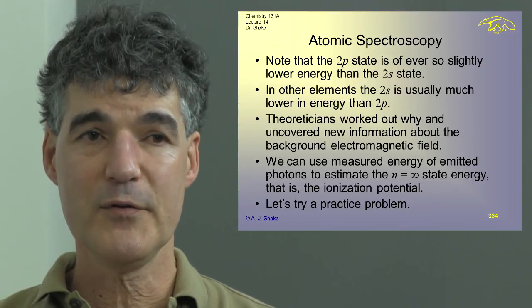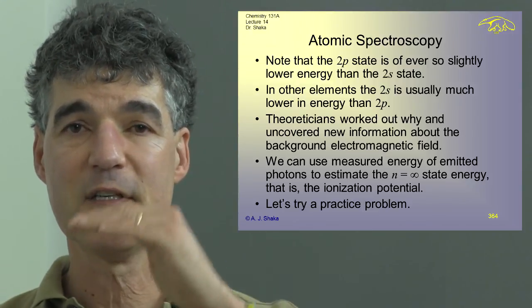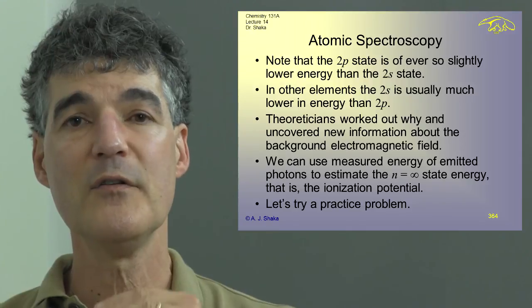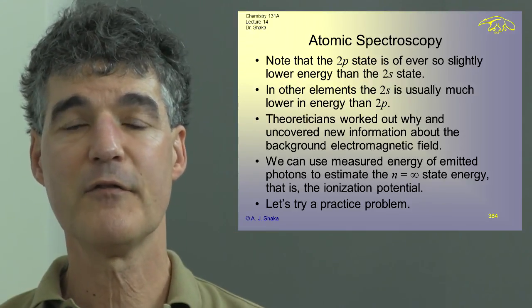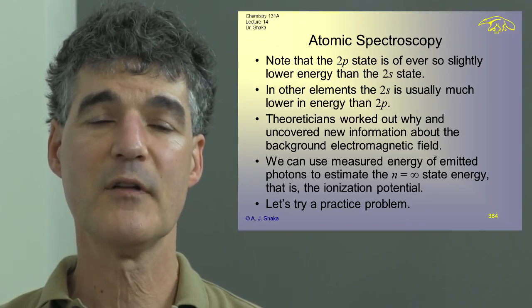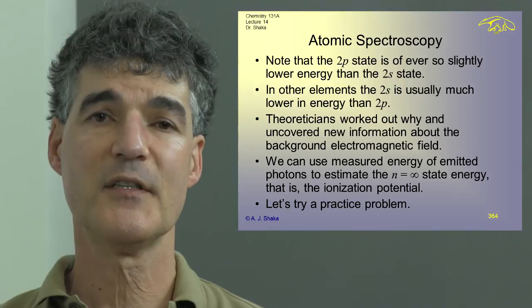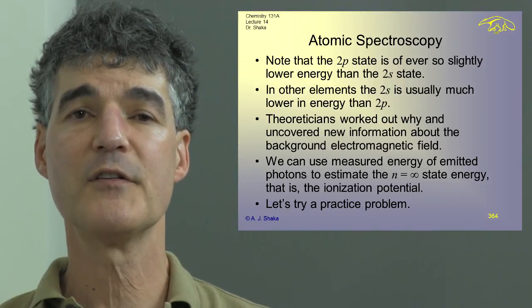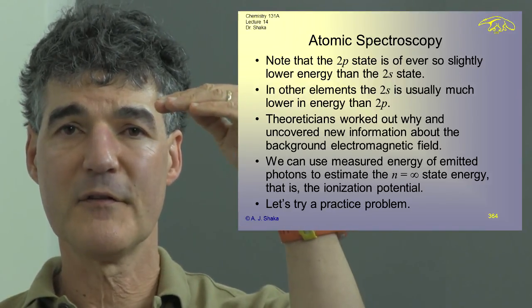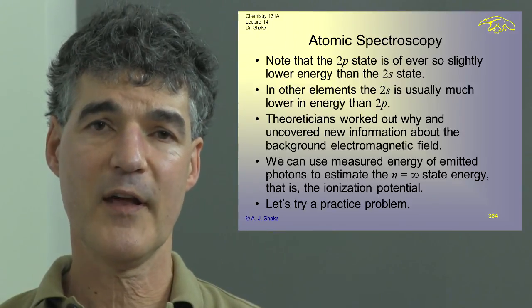And we can use the measured energy. Once we have a series of these states, we can use the measured energy, if we're careful, to estimate the ionization potential, also called the ionization energy. And that's just an extrapolation to what the energy would be at n equals infinity. And that's very important to know what that number is.